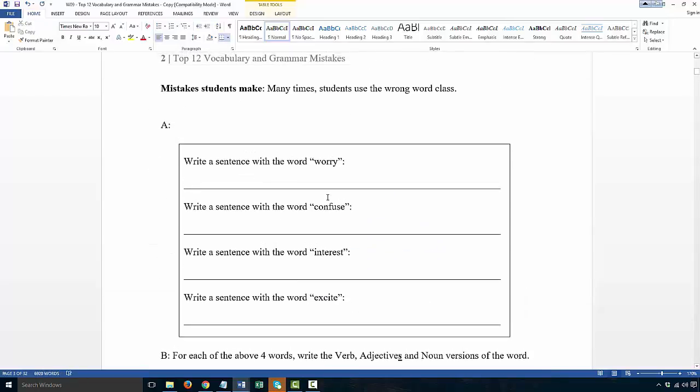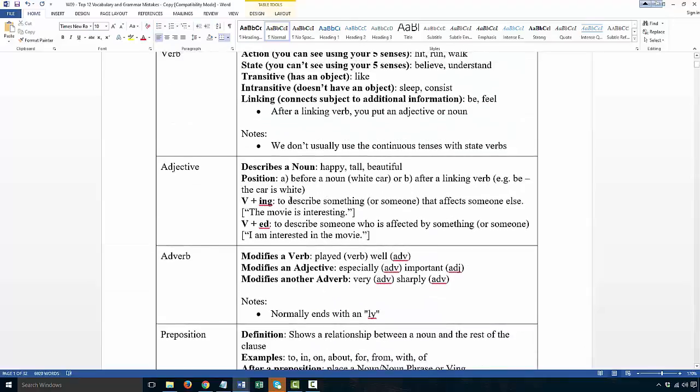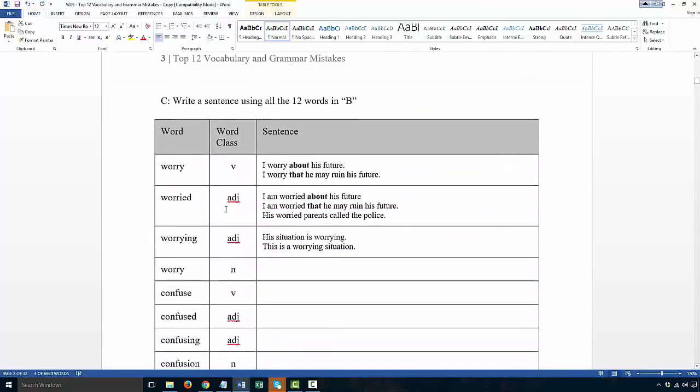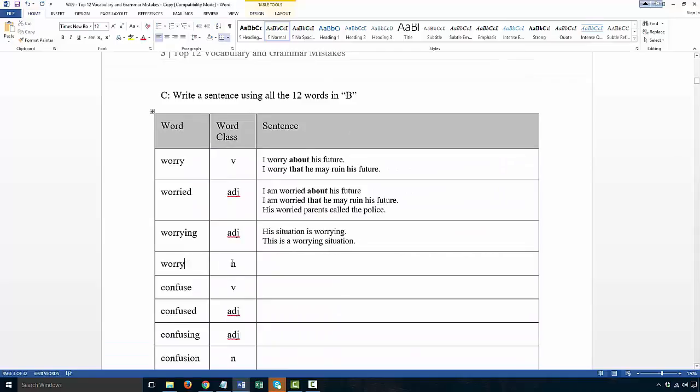Remember, this is what I'm talking about here: before a noun or after a linking verb, be. So these are the three words here. The last is worry as a noun. So remember, this is a noun, this is not a verb. Now, this is what I want you to take note of.